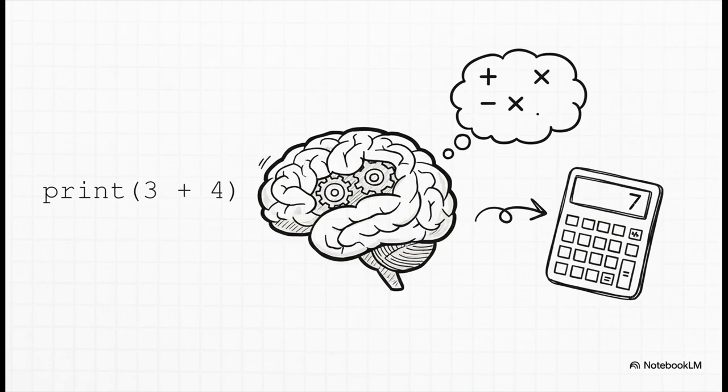But what happens if we take those quotes away? Well, if you give the print function numbers without any quotes, Python's brain totally switches gears. It sees 3 plus 4 and thinks, oh, that's a math problem. I know how to solve that. It doesn't just show you 3 plus 4, it actually does the calculation for you.